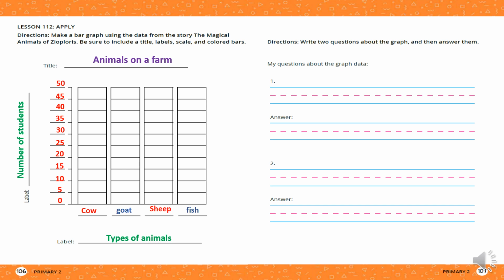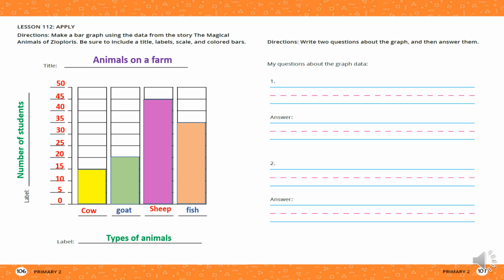We will find that there are 15 for cow, 20 for goats, 45 for sheep and 35 for fish. Here I give you two questions about the graph and we will solve them together. The first one, how many students like fish the best? Go to the fish bar, you will find that there is 35.